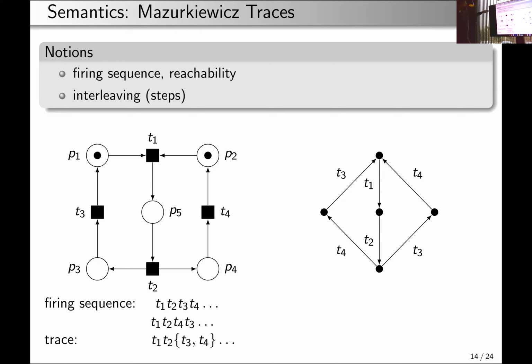So I didn't put the full formalization here, but they're actually defined as equivalence classes on the firing sequences, okay? So equivalence classes up to the equivalence relation defined by interleaving on the marking graph, okay? Cool. So, yeah, this has now become the standard formalization to discuss accepted languages of Petri nets, okay?